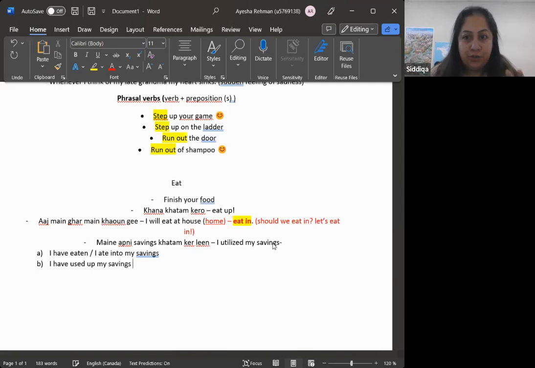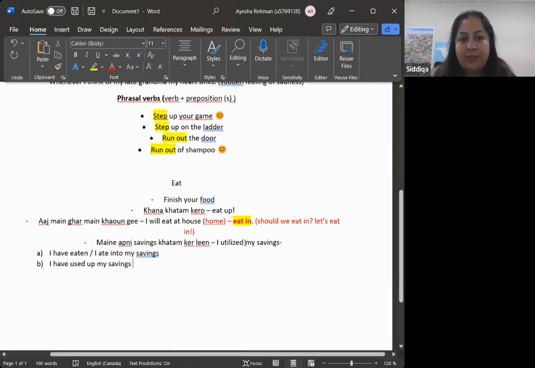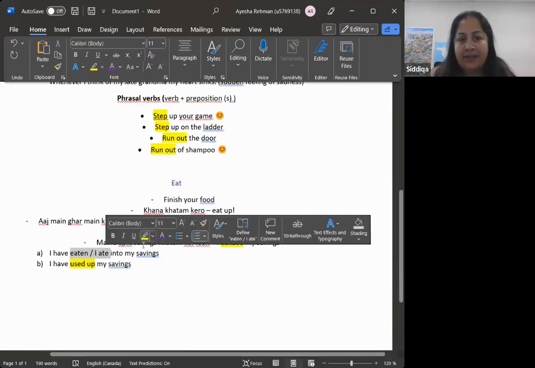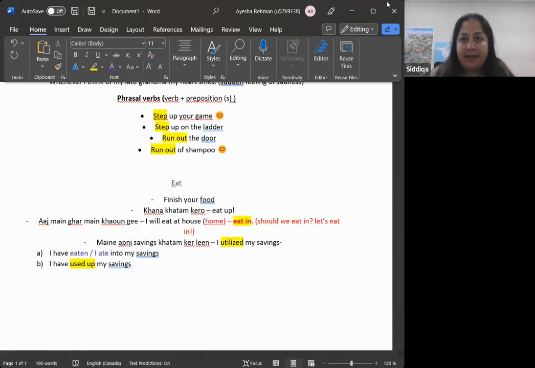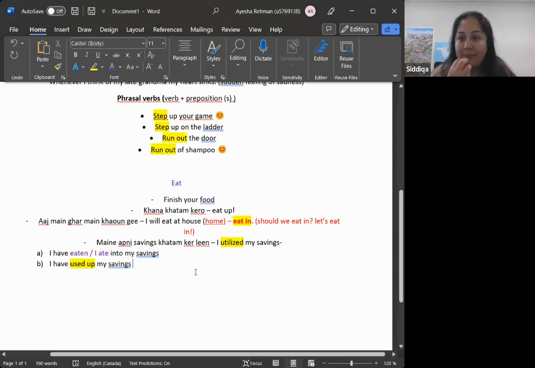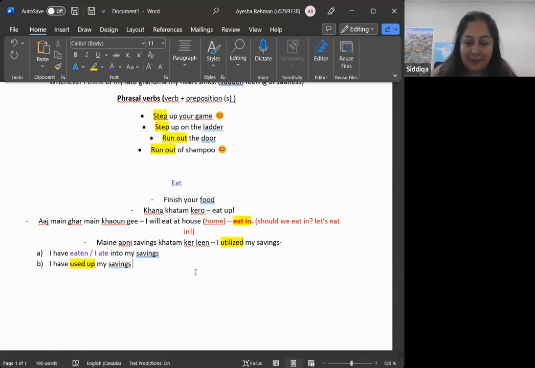So if you want to use the word use instead of utilize, we would say used. Used would be used up over here. And if we want to stick with our word, eat, then we're going to go with I have eaten or I ate. It really depends on the grammar you're talking about. In Urdu, they both mean the same, right? So I have eaten, I ate into my savings. We say eat into. Eat into is when you have finished whatever you've saved. It's not about eating. It's not about khana. It's about using, but we use the word eat.